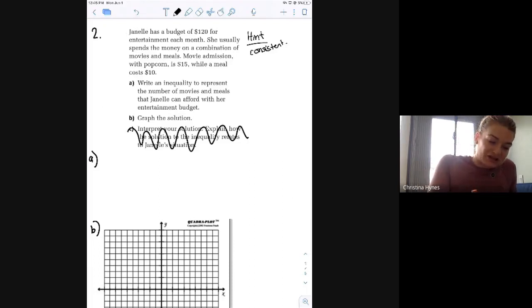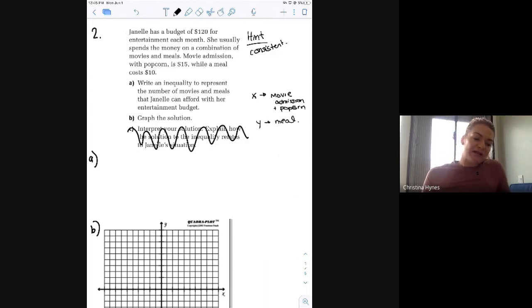So then you create a legend. For question A, you want to create an equation that matches this. You're going to say that X can represent movie admission with popcorn. It doesn't matter which variable you use to represent it. So movie admission plus popcorn will be letter X, and Y will represent the meal.